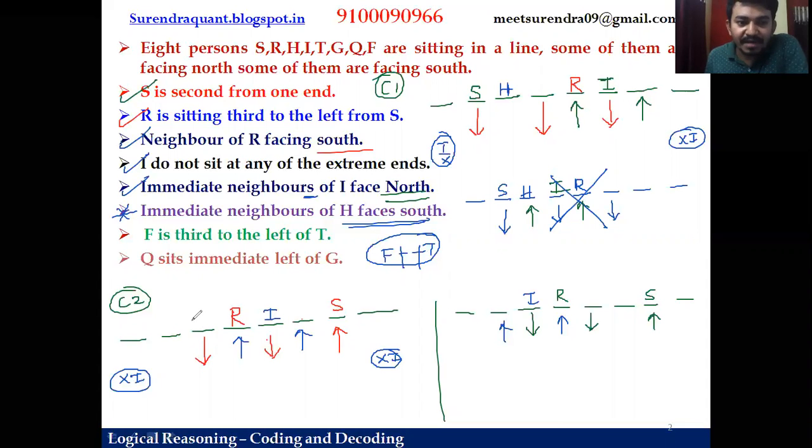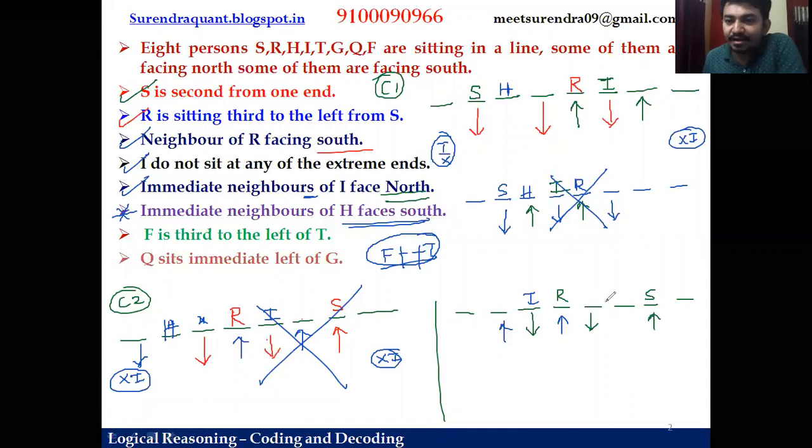Similarly, if I place H here, the immediate neighbors must be facing south, but here not, right? Not possible. And if I place H here, I cannot place F by leaving 2 gaps and T. If I place H here by taking these 2 as facing south, where can you have F, 2 gaps, T? You should place F, 2 gaps, T, right? So there is no such place. I can eliminate this possibility also.